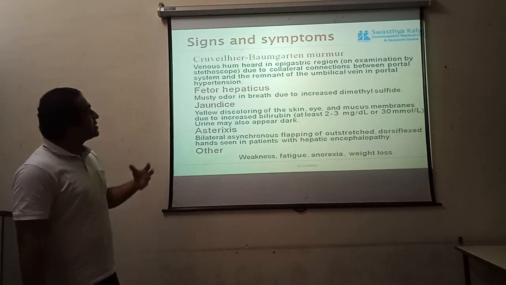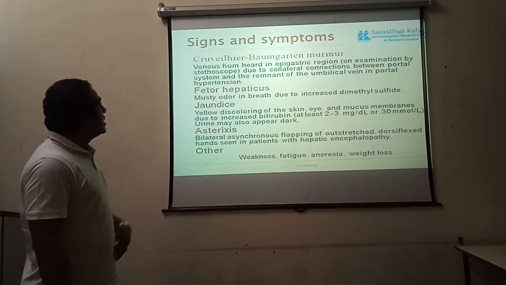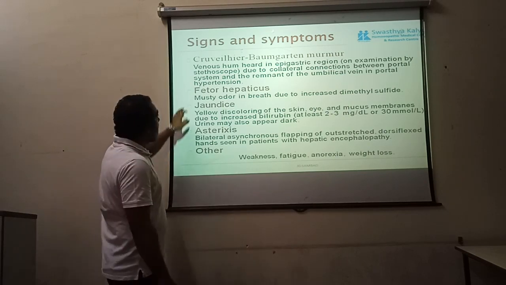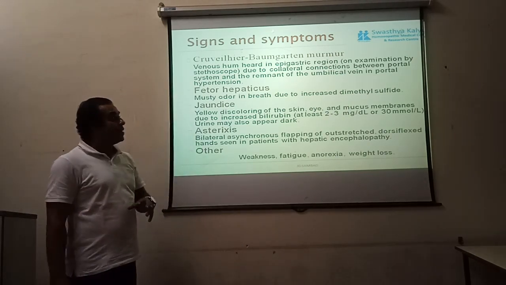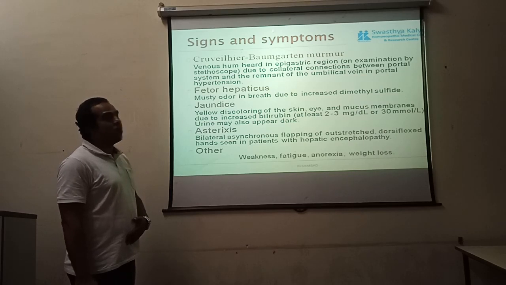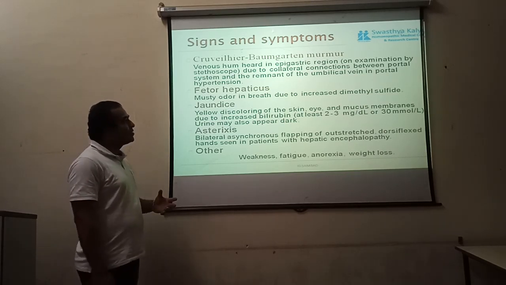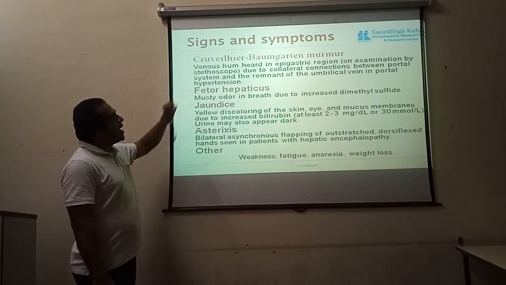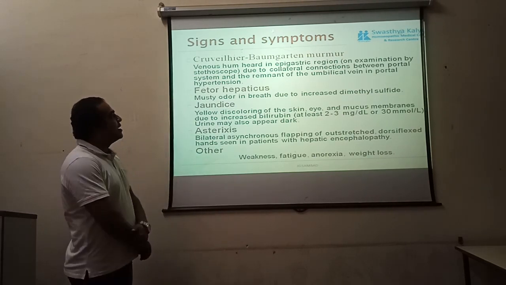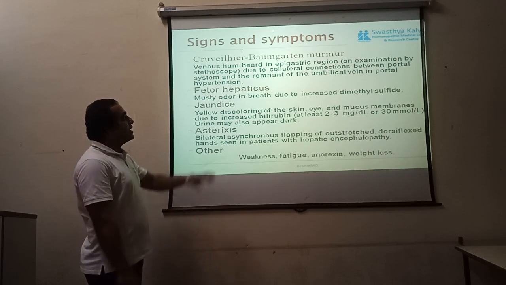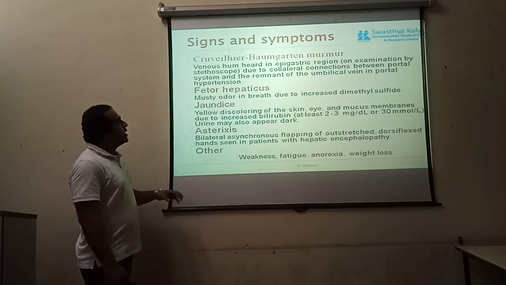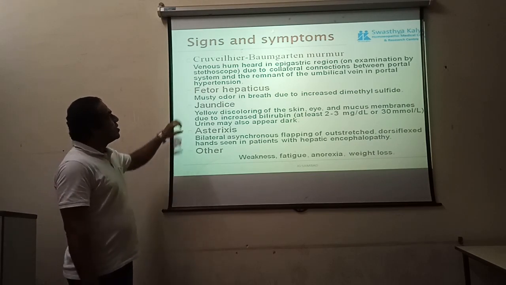Then the next sign that appears is the Cruveilhier-Baumgarten murmur. It is a venous hum heard in the epigastric region on examination by stethoscope, due to collateral connections between the portal system and the remnant of the umbilical vein in portal hypertension. This hum sound can be heard with the use of a stethoscope in the periumbilical region.